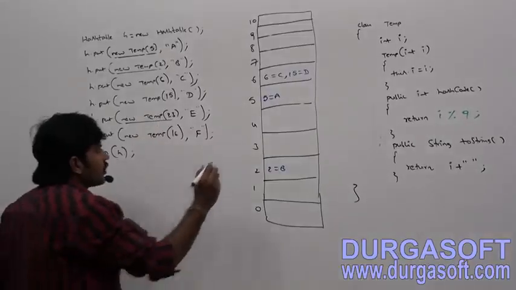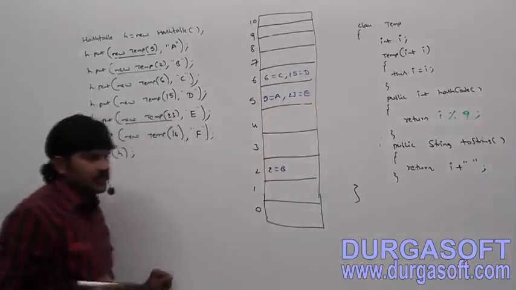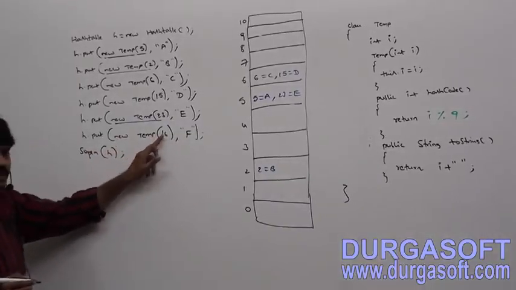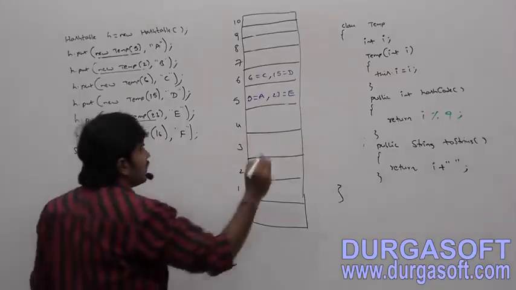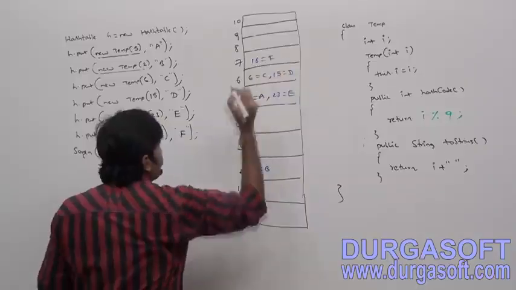23 % 9 is 5. In the fifth number bucket, 23 is equal to E placed. Next, new Temp of 16, F. What is the answer? 7. 16 % 9 is 7. In the seventh number bucket, 16 is equal to F.